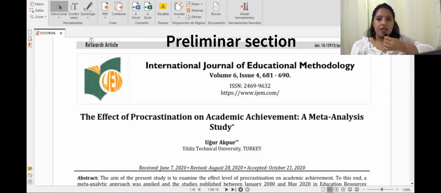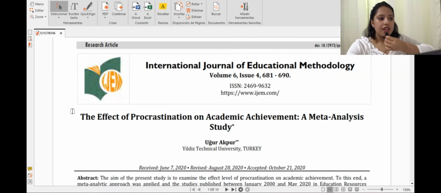What does a preliminary section contain? It contains the title of the article, that is this, the effect of procrastination on academic achievement, a meta-analysis study. It also contains the name of the author, the university that he studied at, and the country.